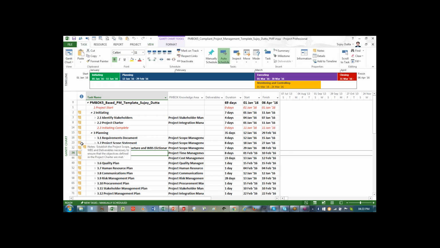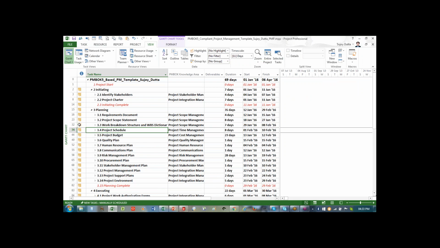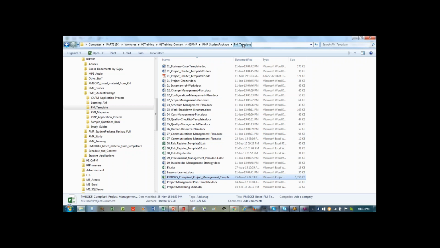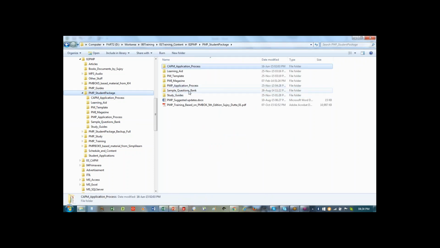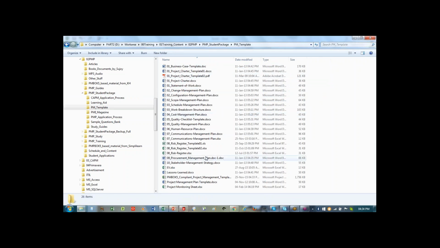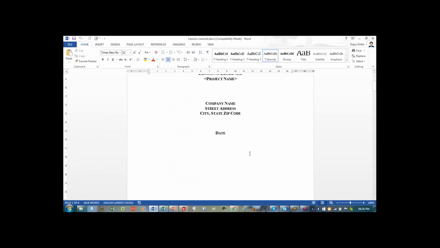If you are not just using it, you just open this plan. Just hover your cursor here and read the notes. It's going to refresh you on the knowledge areas. So this is also included there. This is inside your template folder. Okay, so in the template folder, you have this, and then you have the lessons learned.